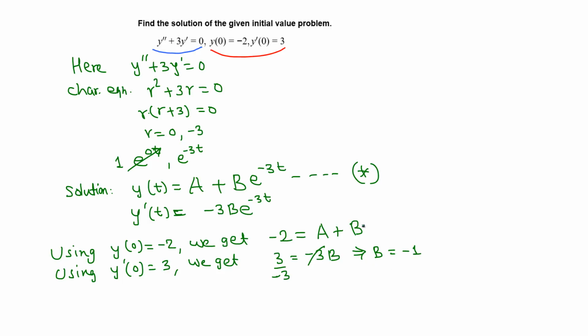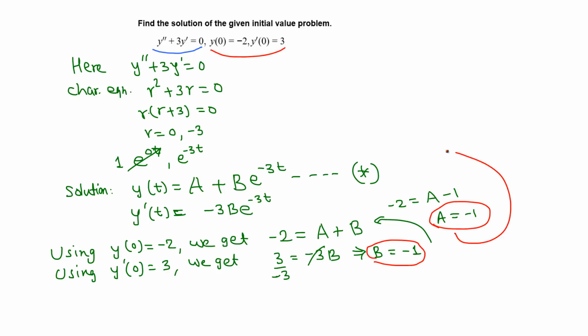Now plug in b equals negative 1 here, and you get a. So negative 2 equals a plus b, and b is negative 1. Move negative 1 over, that means add 1 to both sides. So a equals negative 2 plus 1, which is negative 1. So basically we are done. a equals negative 1 and b equals negative 1.